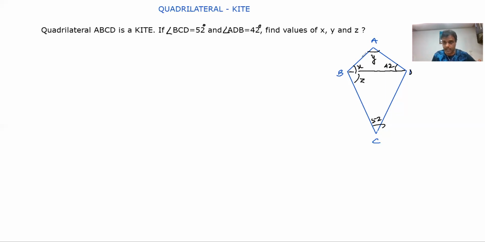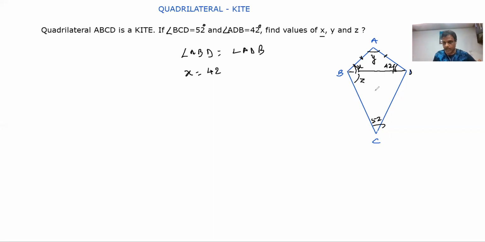What we know, I started saying that this side is equal to this side, which means this triangle ABD is an isosceles triangle. In an isosceles triangle, if two sides are equal, their base angles are equal, which means angle ABD is equal to angle ADB, which means if this angle is 42, X will also be equal to 42. Simple. We have got the value of X.